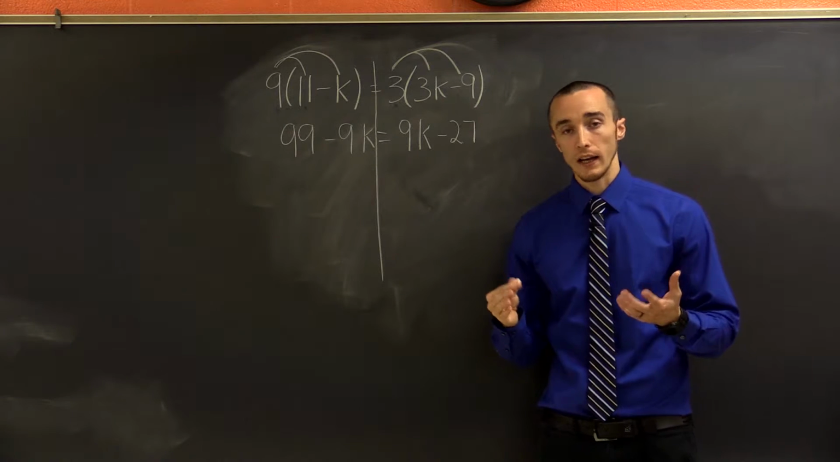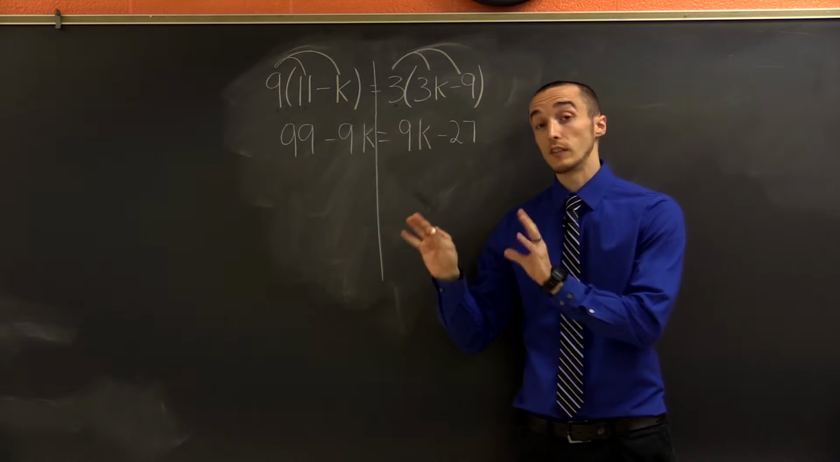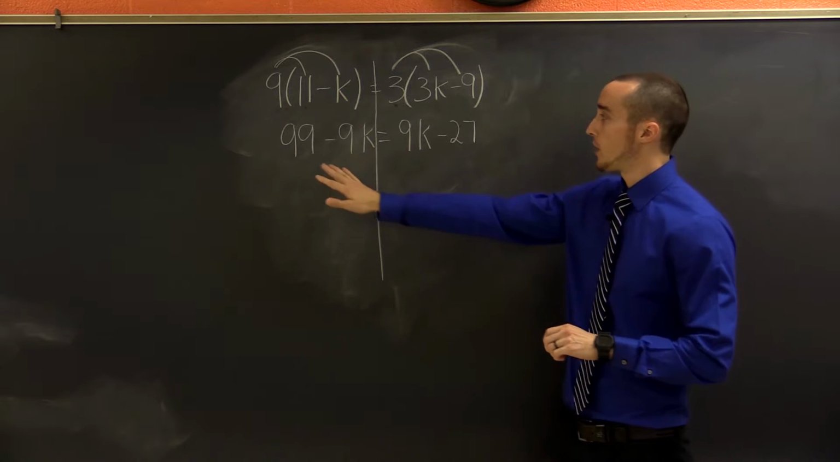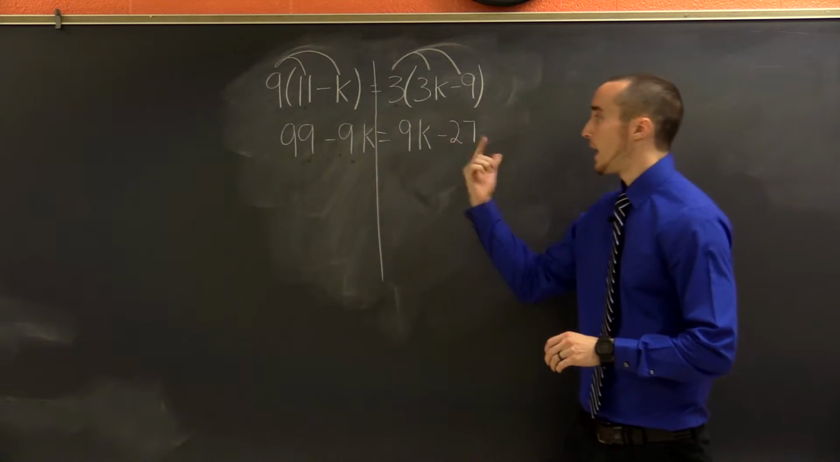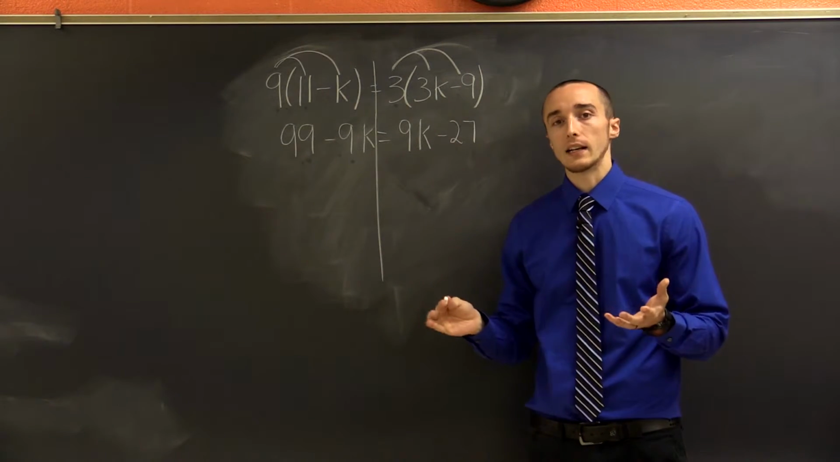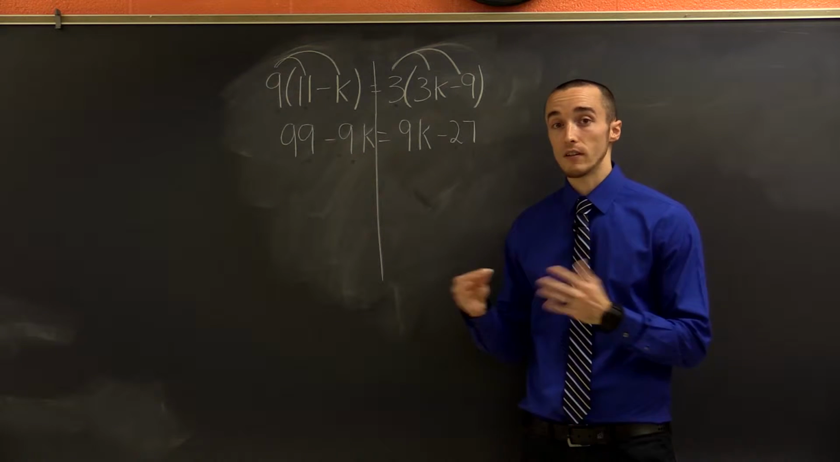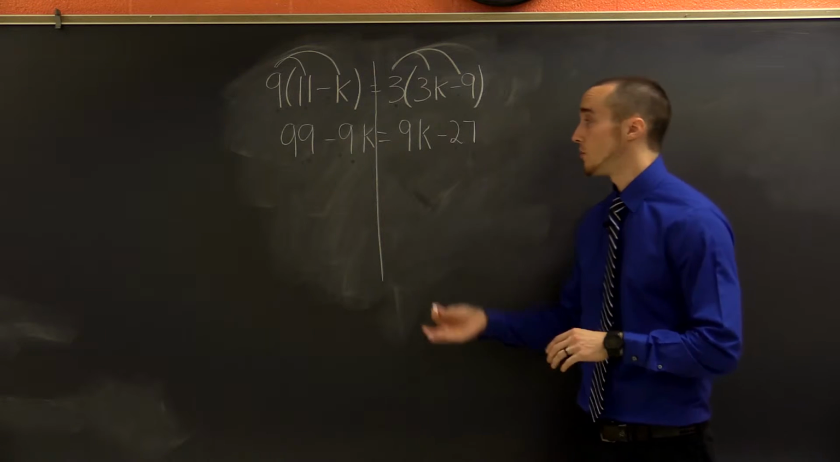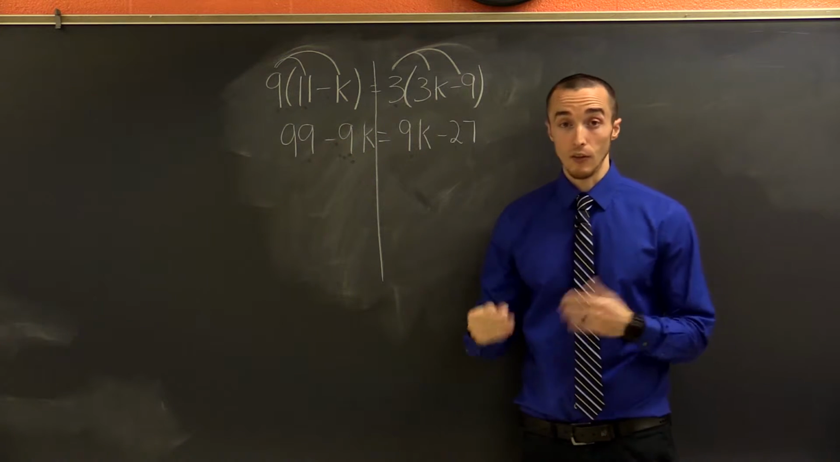Now I want to check and see if there are like terms, anything that I can combine on the same side of the equal sign. So if I look to the left, 99, negative 9k, those are not like terms. And 9k and negative 27 aren't like terms either, so I can kind of skip that step. The next thing I want to look is to see if I have variables on both sides, and I do. In this example, I've got negative 9k on the left, positive 9k on the right.